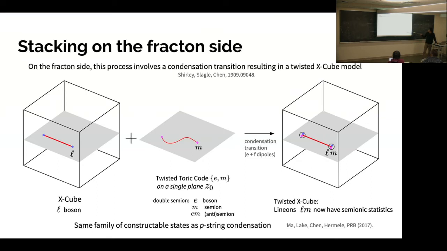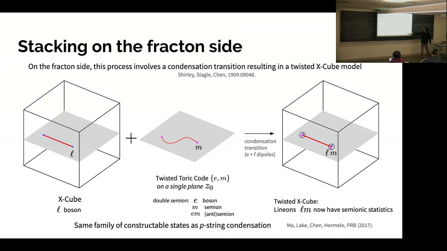On the fracton side, there's also a way to interpret this stacking procedure. So you start off with a normal X-cube model. You take some plane of toric code or double semion. Let's just say it's double semion where E is a boson, but now M and EM are semions. You can go through some condensation transition where you condense E along with a fracton dipole on this plane. And what this does is it ends up confining this M particle. But what remains deconfined is this bound state of L and M.